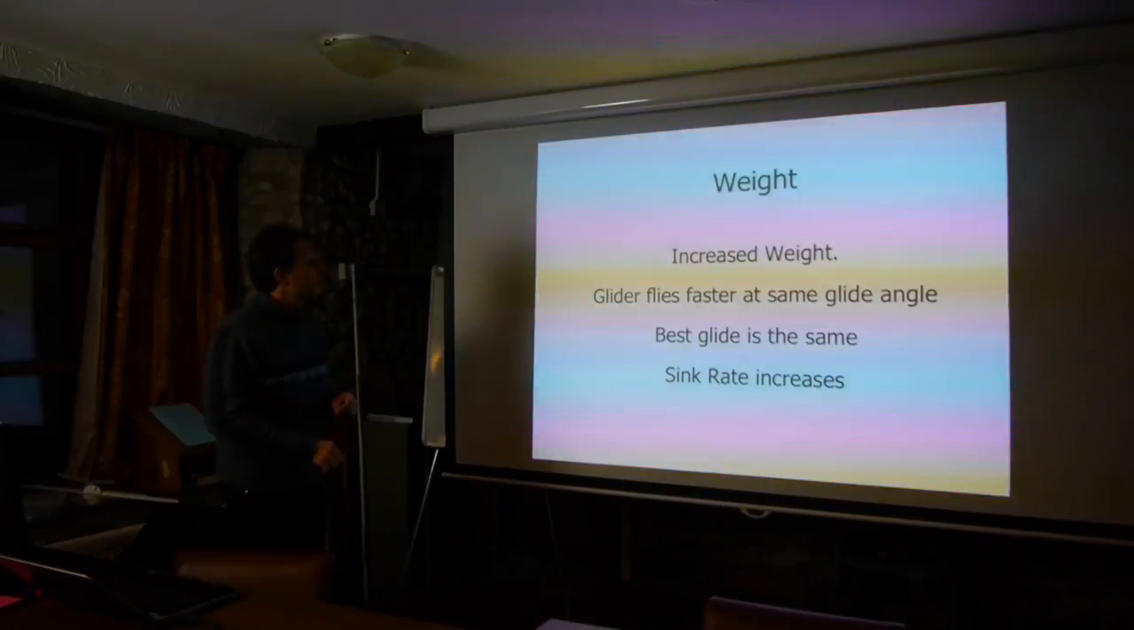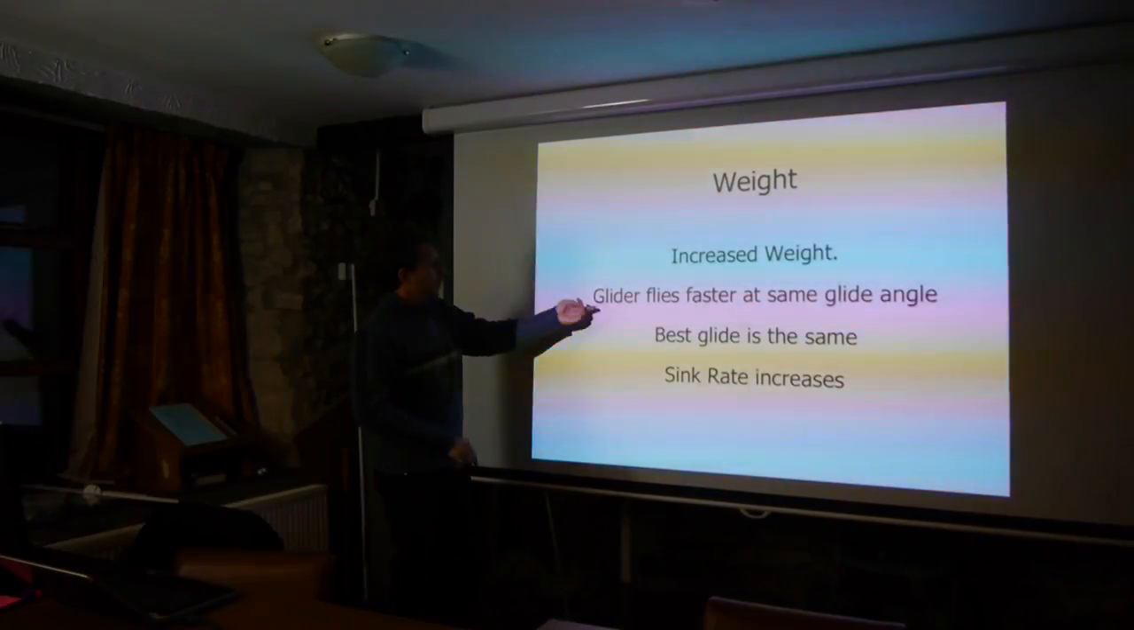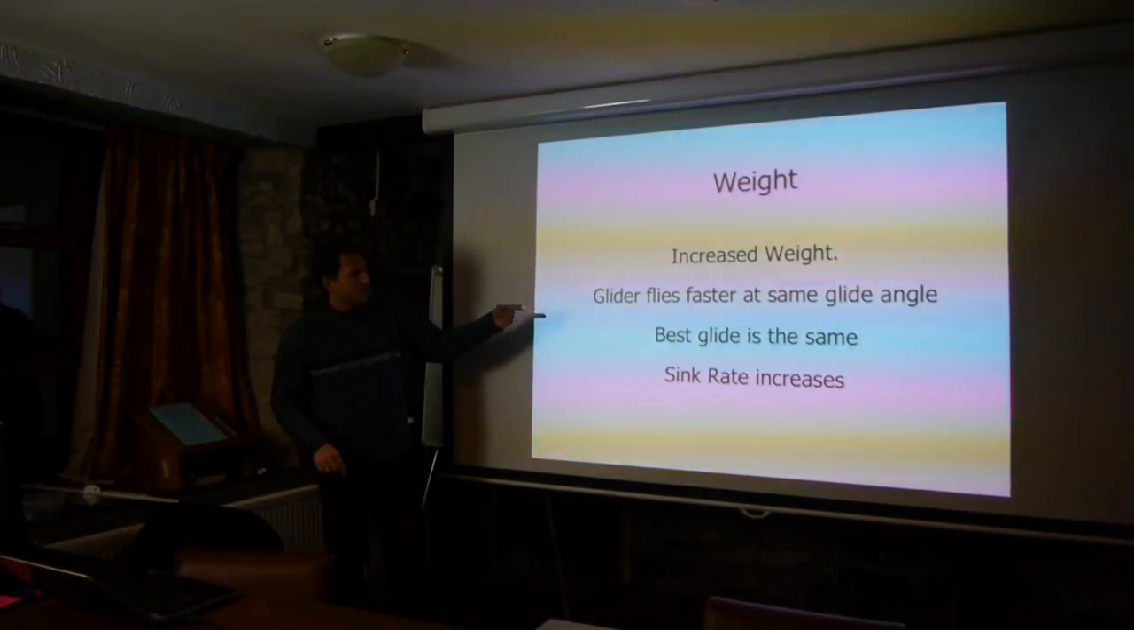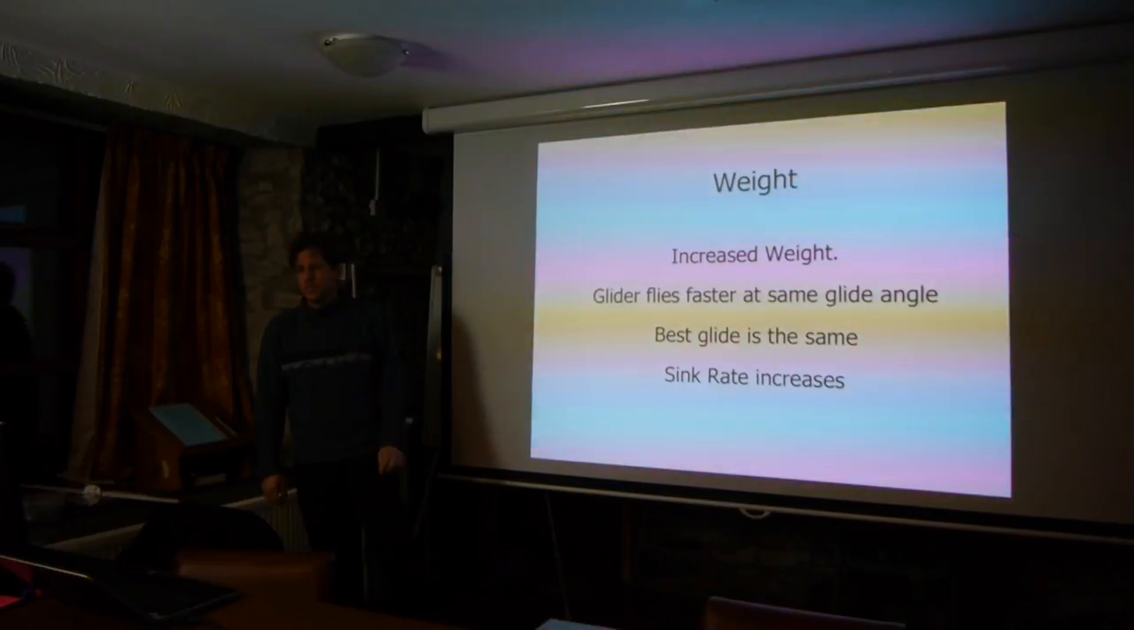I think it just repeats that. So if you increase the weight, the glider goes faster at the same glide angle, so the best glide is the same, and the sink rate increases.